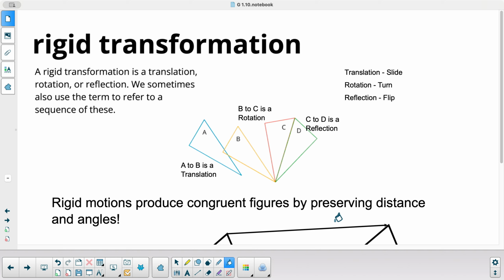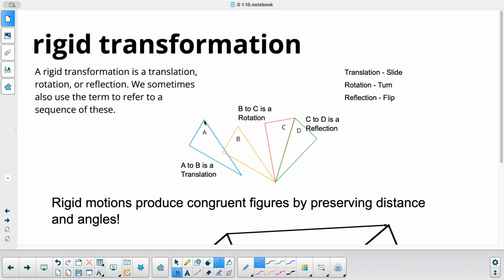All right, so you might ask, what is rigid motion or a rigid transformation? So a rigid transformation is a translation, rotation, or reflection. We sometimes also use this term to refer to a sequence of these. So you should by now know what these are when you arrive in a geometry class. But if you don't, a translation is a slide. So if I look here, A to B, that is a translation.